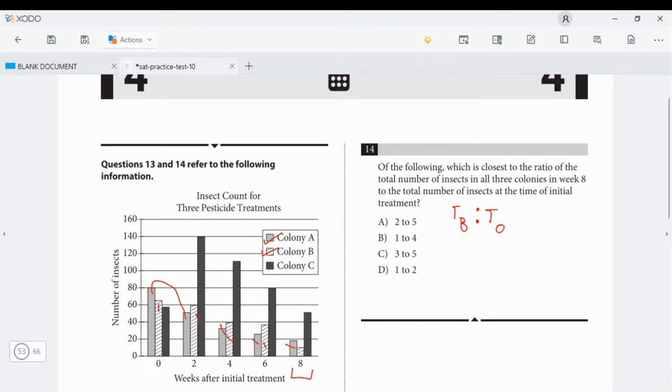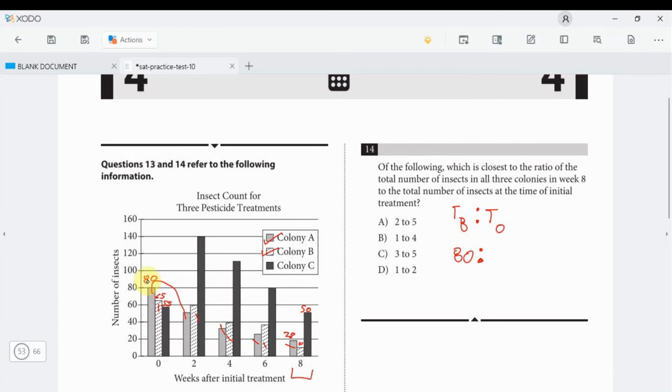This looks less than 20, somewhere like 18, but I'll just round off to 20. This looks somewhere about 10. And this looks somewhere about 50. These are rounded off values, okay? So this is 60 and 20 is 80. So 80 for week 8. The initial: this is about 80, this is about 65, and this is about maybe 55. These are just estimated values, all right?